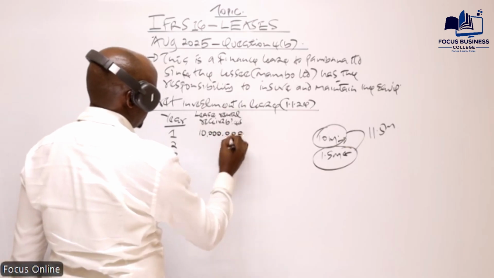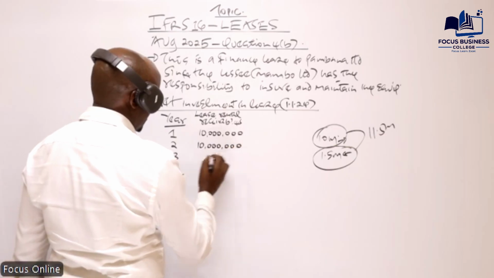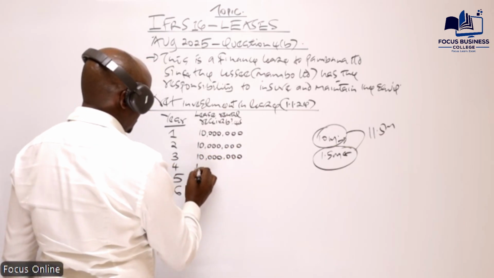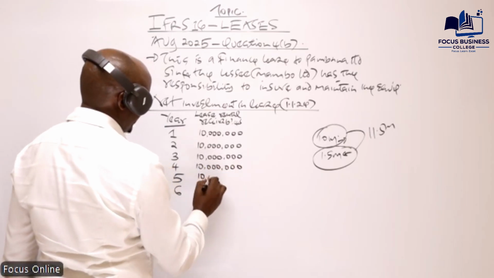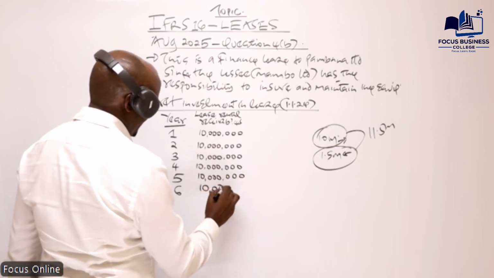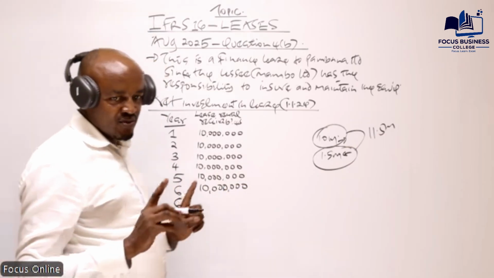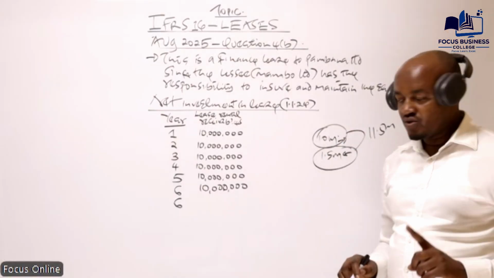10 million is the amount to be received in year one, 10 million in year two, 10 million in year three. In year four, the same amount of 10 million. In year 5, 10 million. In year 6, 10 million. But also in year 6, remember this is when the lease will be coming to an end, there is another amount which will be received.